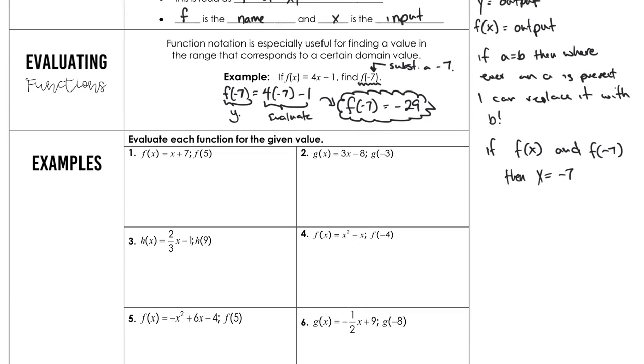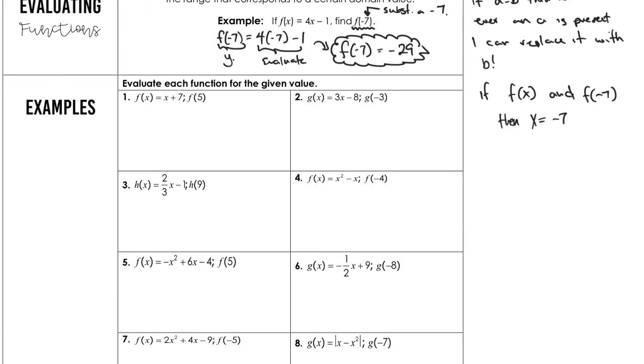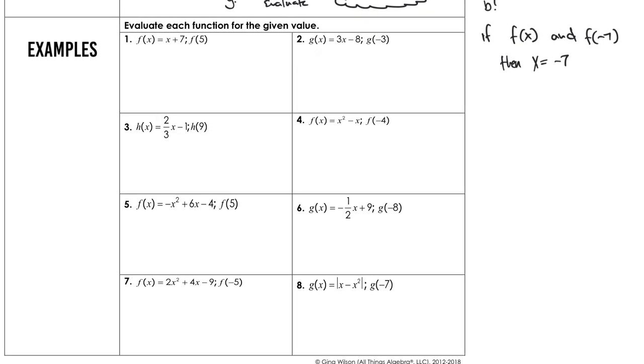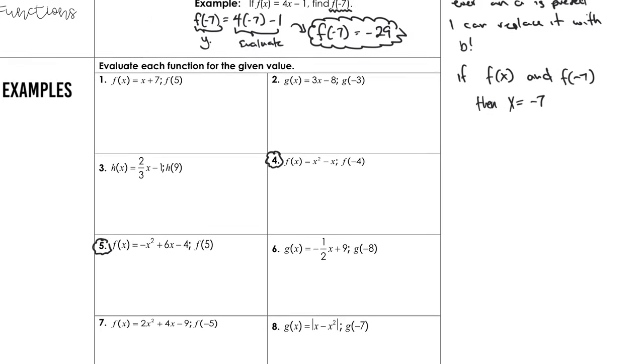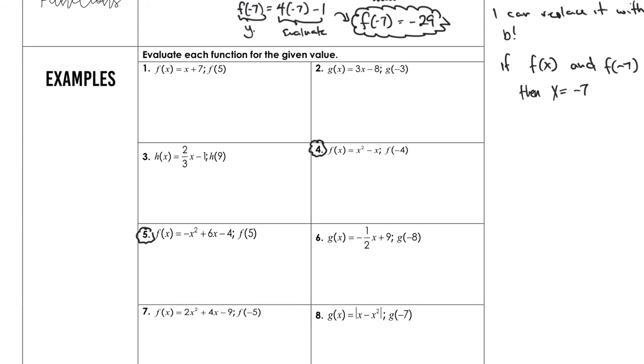I'll go through a couple of these, but then from there, it's just a matter of going ahead and doing the work. I'm going to jump down to a little bit of the harder ones, which means I'm going to do number 4, and I'll also do number 5, and then I'll jump to another page. One of the most important things with substitution, always remember, is using those parentheses. Number 4 says f of x equals x squared minus x, find f of negative 4. So evaluate it for the given function.